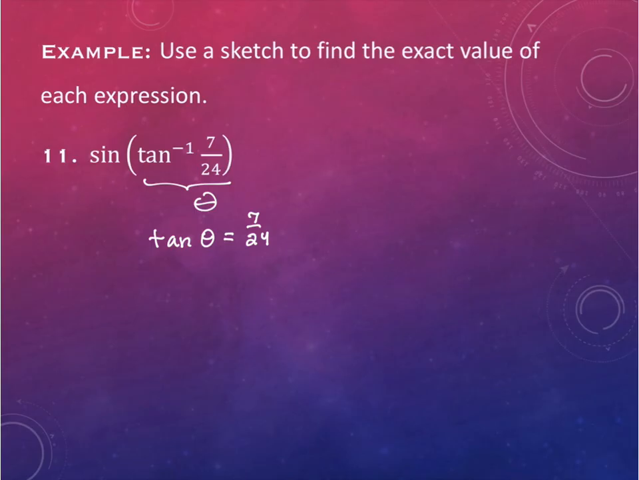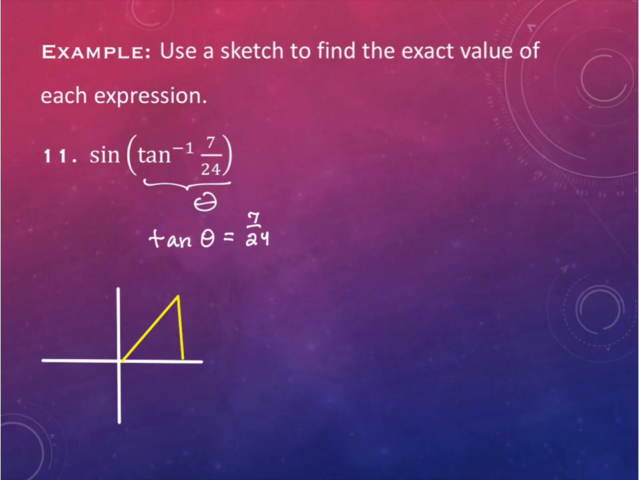So when we're working with positive tangent, we need to make sure we are in the right quadrant. What quadrant are we in if tangent is positive? Yeah, quadrants 1 and 3. And since tangent and inverse tangent only work in 1 and 4, we're going to be in quadrant 1. So we have this kind of a triangle showing up.